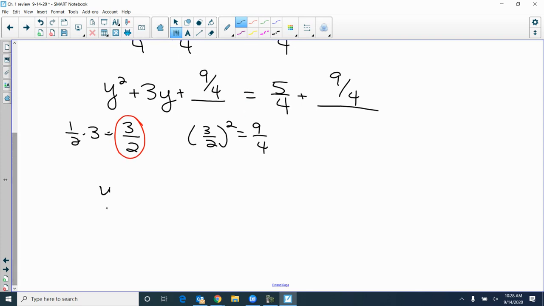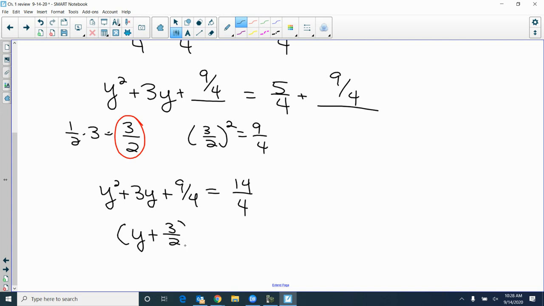So you've got y squared plus 3y plus 9/4, and I'm going to add those together over there, and that gives me 14/4. These will factor. This will factor into the quantity y plus 3 halves squared. This is where that 3 halves comes back. When you factor it, it's what's going to go here. Equals 14/4.